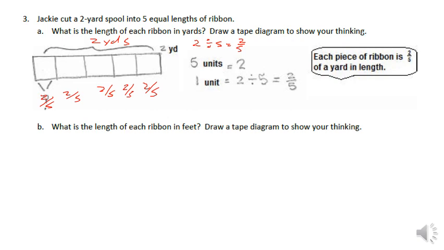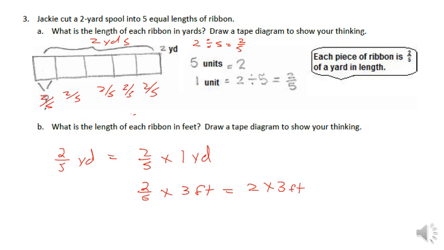What is the length of each ribbon in feet? Okay. Well, this is 2/5 of a yard, which equals 2/5 times 1 yard, which becomes, we want this in feet, so 2/5 times 1 yard equals 3 feet, which when I rewrite this, I like going 2 times 3 feet over 5, which equals 6/5 feet, which equals 1 1/5 feet. So each one would be 1 1/5 feet long.